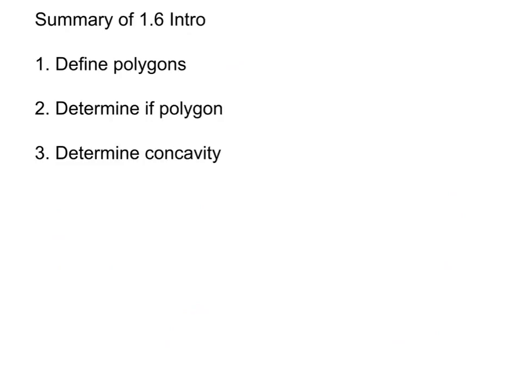So that rounds up a summary of our 1.6 intro. First, we defined polygons. We determined if something was a polygon or not. We talked about the definition and the various conditions. And then lastly, we determined concavity, which is a fancy word for saying whether something is concave or convex. Make sure you have these definitions and examples copied into your notebook.